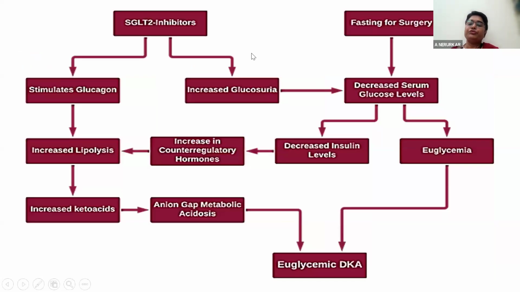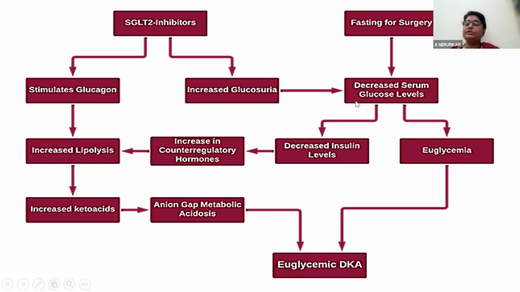So when a patient comes for surgery, he is already having a stress. So there can be stress hyperglycemia, but he is fasting. So there will be decreased serum glucose level. In addition, these SGLT2 inhibitors cause increased glucosuria. So again, the glucose levels will come down. So there will be euglycemia or a false euglycemia.